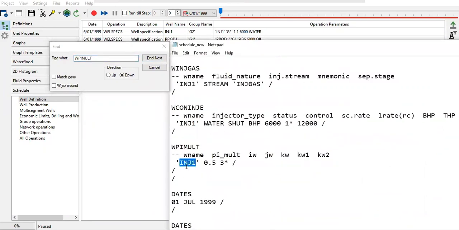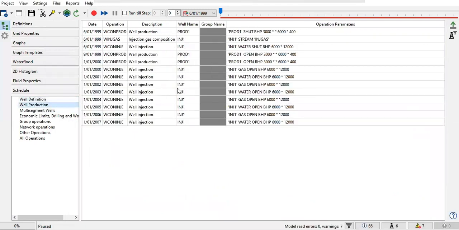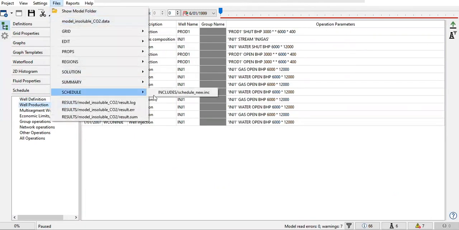So we will use for the injector 1, the PI multiplier is 0.3 and 3 star means that everything will be perforated interval. X and Y and Z direction will be skipped, will not be set. And then well production, this is the setting. So let's compare it with the data set.